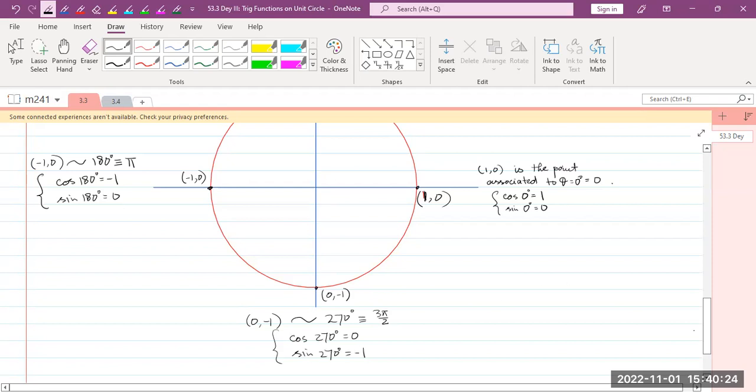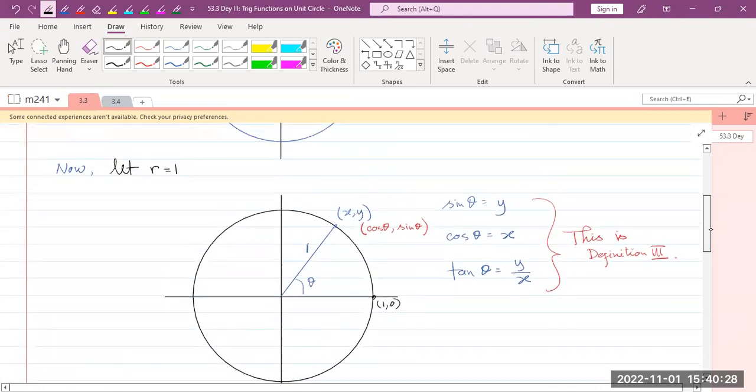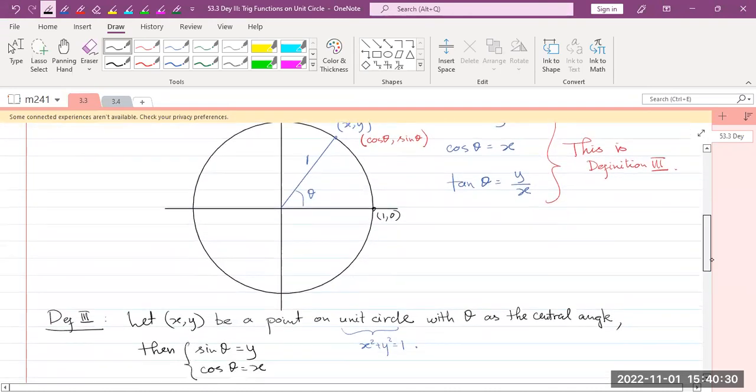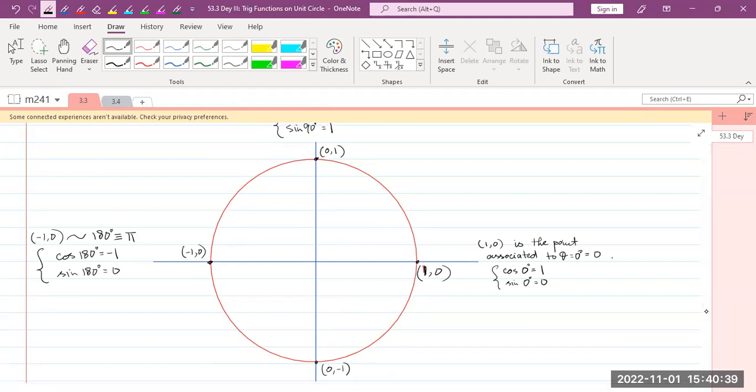Okay. Notice that we get these values right away from this definition 3. As long as you know the coordinate and the angle associated to it, you basically know the value of cosine and sine of that angle, from the x, which is the cosine, and the y, which is the sine.